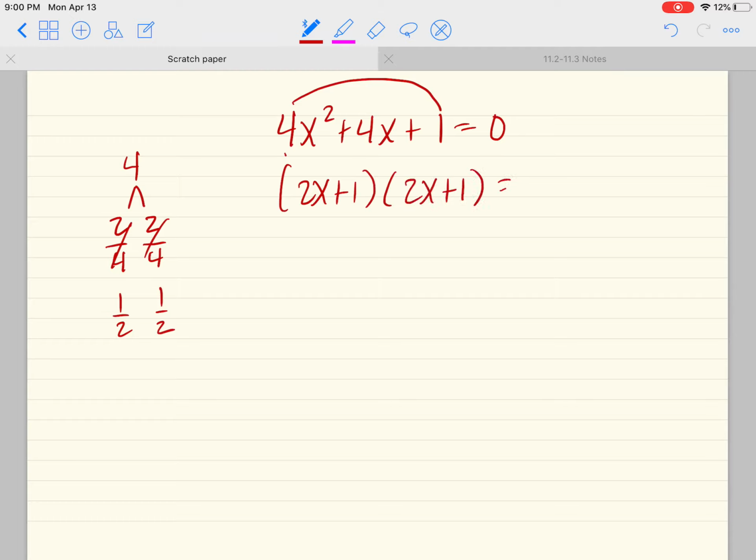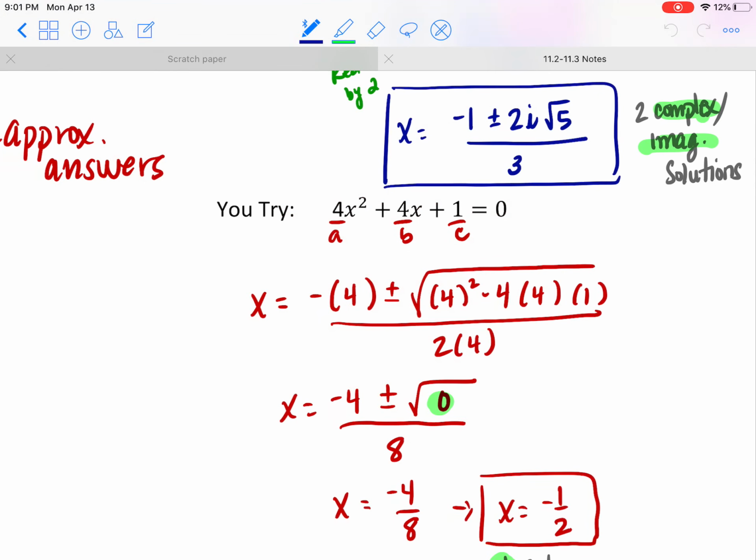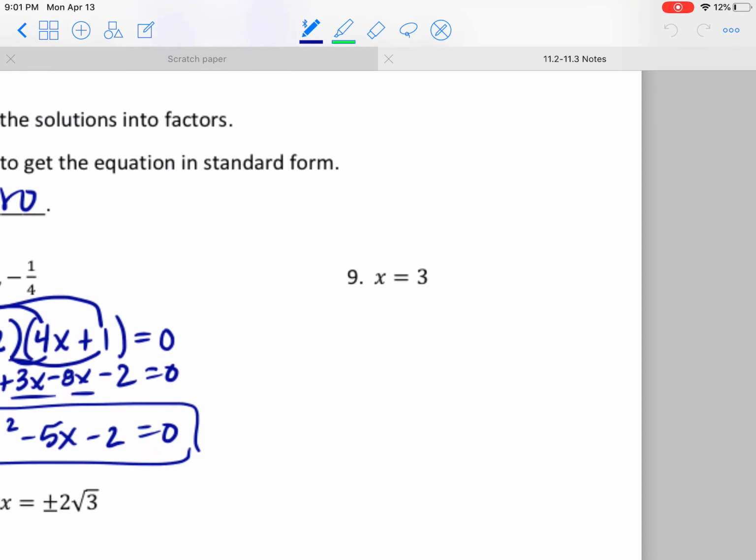And so I have 2x plus 1 as a factor and 2x plus 1 as a factor, which means I get negative 1/2 as an answer, and I get it again here. It's just redundant to say it twice. So we just say x equals negative 1/2. So when you get one rational solution, it's not because the equation has one solution. It's just because it's the same solution twice. So it's the same factor in the equation twice. That's why we don't see it twice, okay?